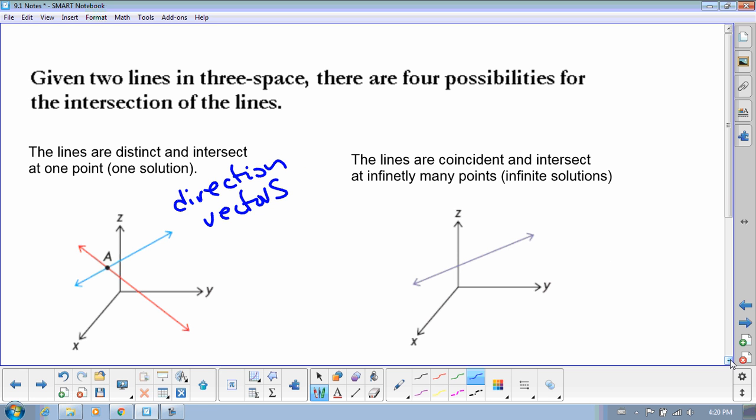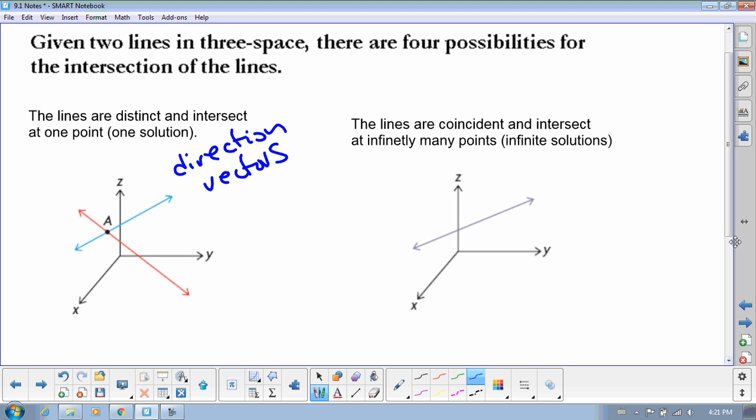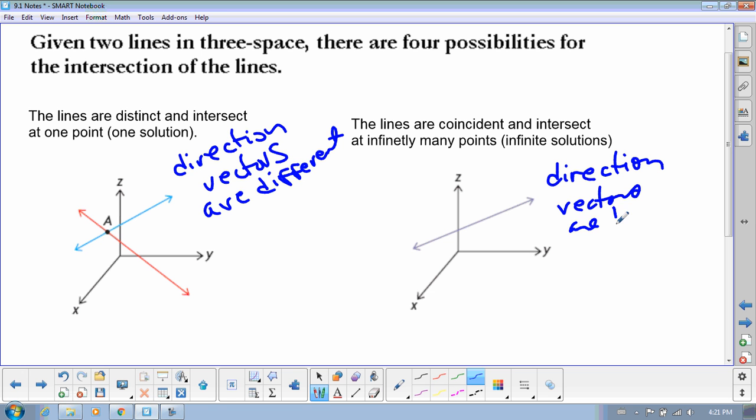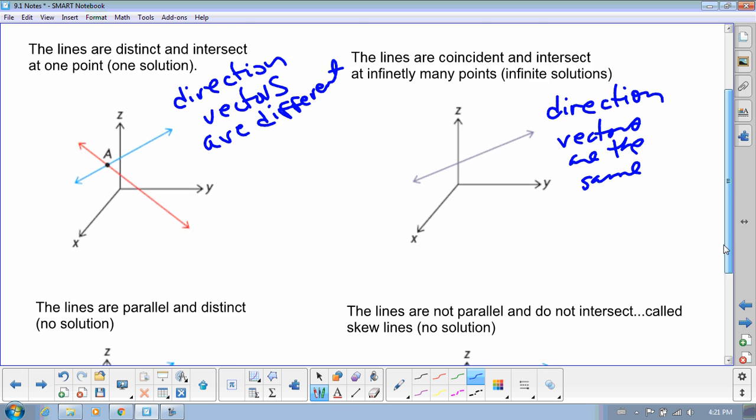In this case, there are infinitely many solutions. I should finish my thought. The lines are coincident, they intersect at infinitely many points, so it's the exact same line. In this case, you'll recognize that it could be this situation if the direction vectors are the same, or multiples. When I say the same, I mean multiples.